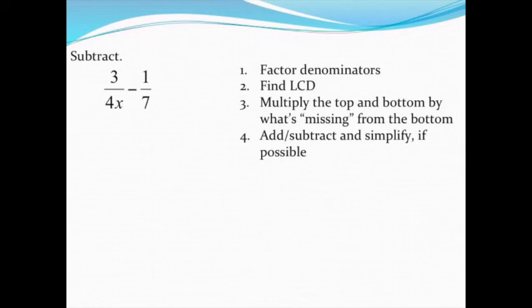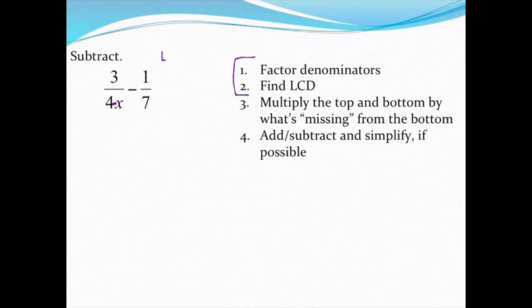Our first two steps are actually what we've done in the previous video. Factor denominators. In this case there's nothing to factor, or we could argue that they've already been factored. It's 4 times x, and then the 7 is by itself. So let's build our LCD as we did in our previous video.